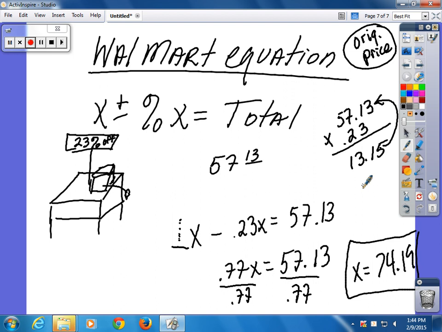That is the correct answer, and that's why you'll get it wrong. Remember this: you cannot back into an original price. You can't do it, because you're assuming that the final price is the price that you're taking the percentage off of. You can't do that.